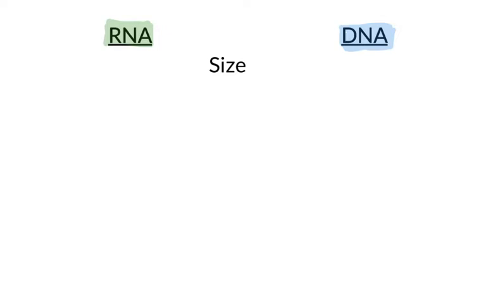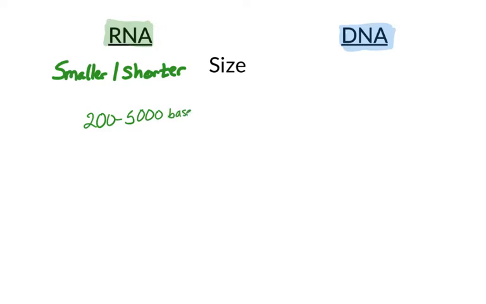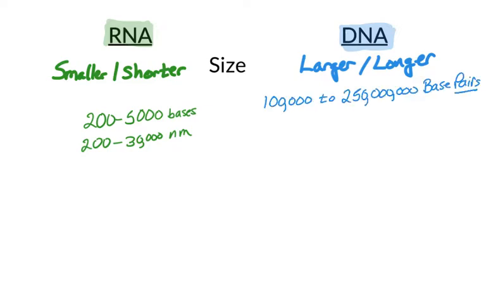When we compare the size of RNA and DNA, we see that RNA is much shorter. A typical strand of RNA has between 200 bases and 5,000 bases long. That's around 200 nanometers to about 30,000 nanometers long. On the other hand, we can see that DNA is a much longer chain, where they range between 100,000 base pairs up to about 250 million base pairs. In the human genome, it's going to be much larger, generally starting around 50 million base pairs. And when it's uncoiled, we see that DNA is somewhere between 2 and 8 centimeters long, with an average of 5 centimeters.